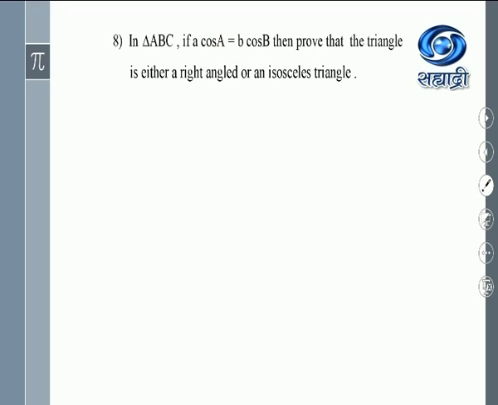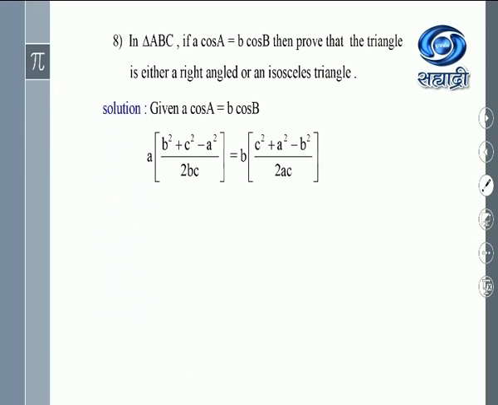A into cos A is equal to B into cos B. So start with that condition. Now with the previous knowledge, you know the formula for cos A and cos B, which is nothing but the cosine rule. This A we keep as it is. Write the cosine rule for cos A, which is B square plus C square minus A square upon 2BC. Very easy to remember. The rule is not lengthy. Cos B is C square plus A square minus B square upon 2AC, and we keep this B as it is.